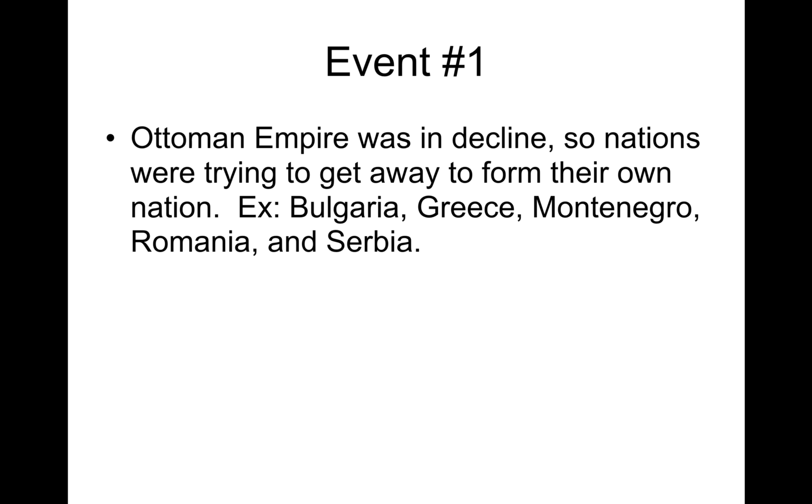So event number 1, you are going to write this information in the first box that says event. So write down event number 1. The Ottoman Empire was in decline, so nations were trying to get away to form their own nation. These nations being Bulgaria, Greece, Montenegro, Romania, and Serbia.